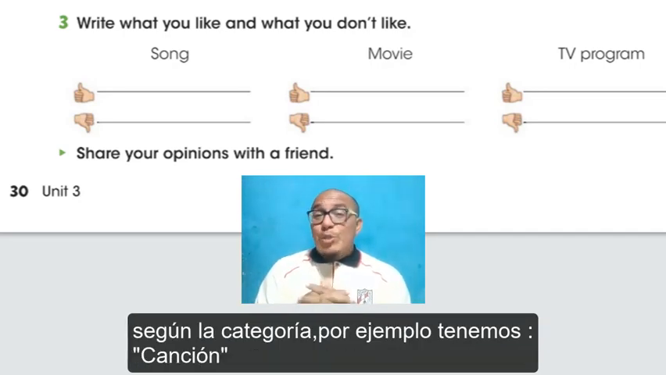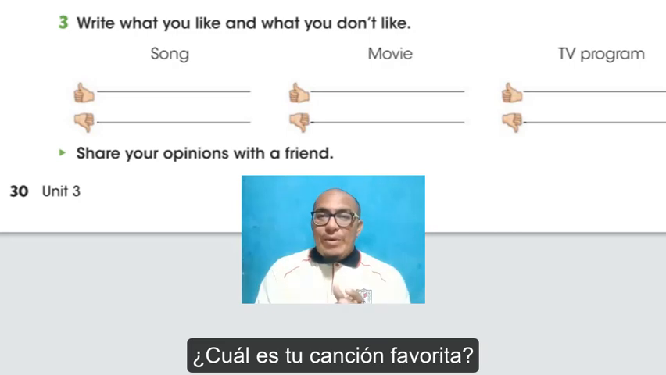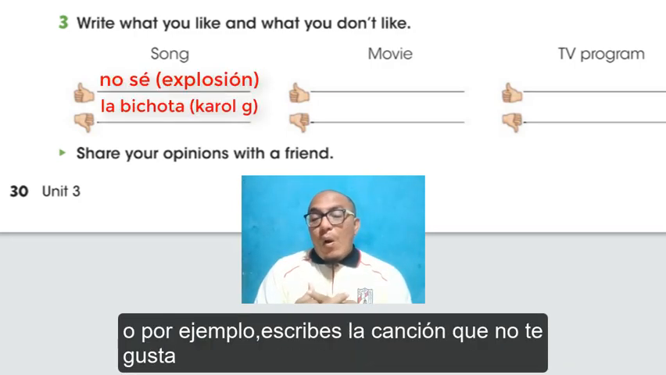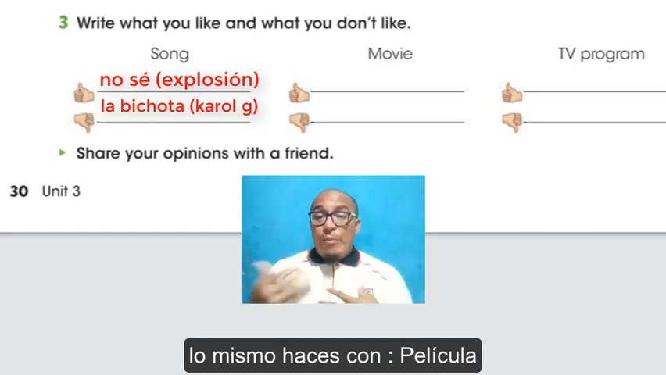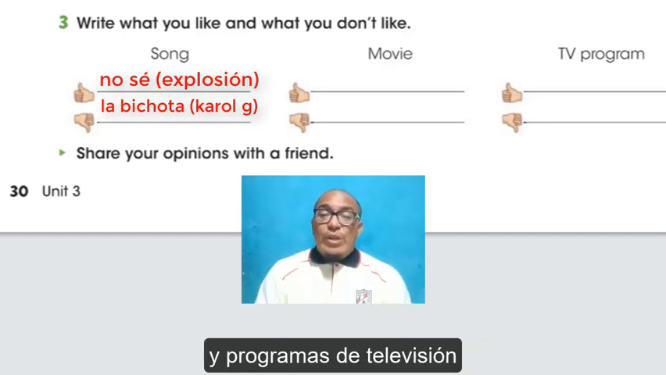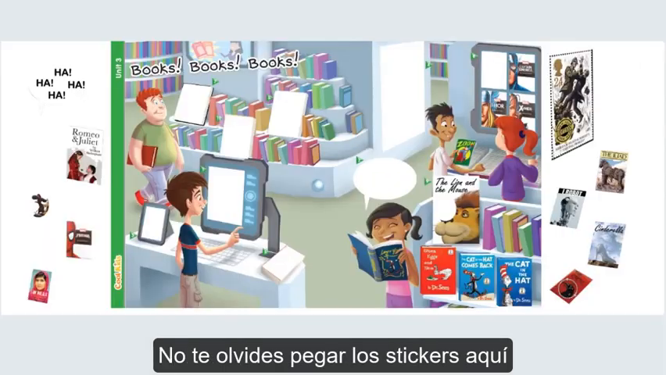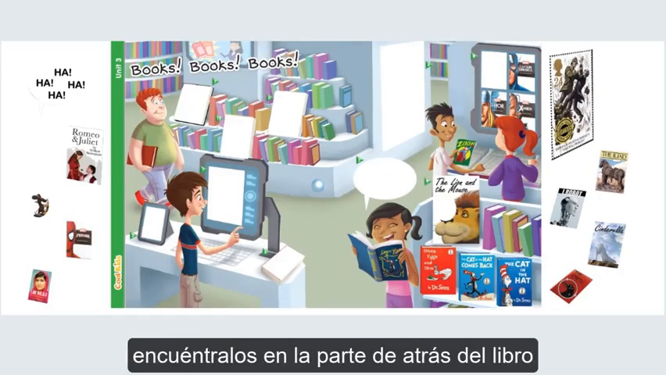For example, we have song. What is your favorite song? You are going to write down here the name of the song. Or, for example, if you don't like a song, you are going to write down the name of that. And the same way for movie, and the same way for TV program. Okay? That's what you are going to do. Don't forget to stick on the stickers here. Find them at the back of your book.